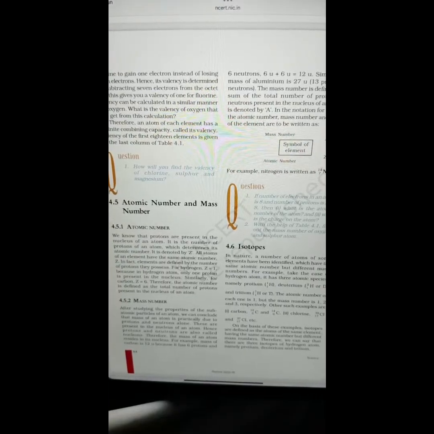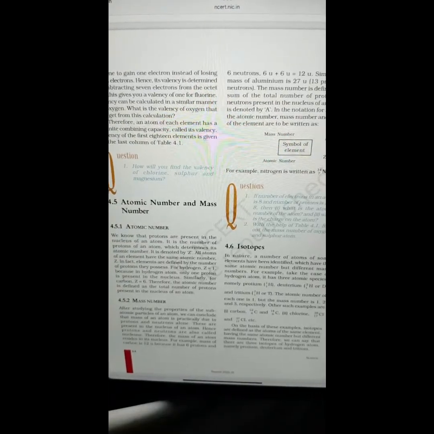Hence, its valency is determined by subtracting 7 electrons from the octet, and this gives you a valency of 1 for fluorine. Valency can be calculated in a similar way for oxygen. What is the valency of oxygen that you get from this calculation?